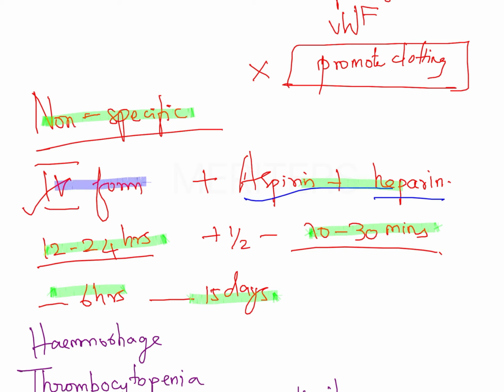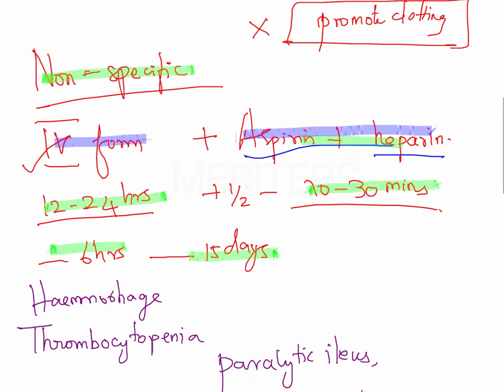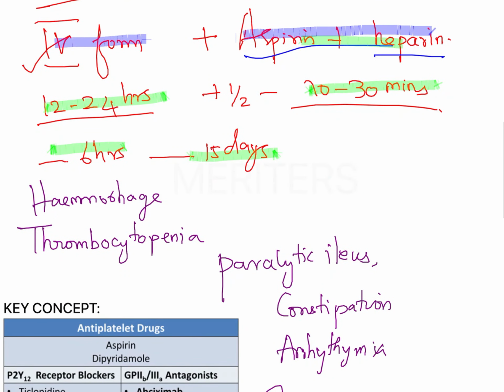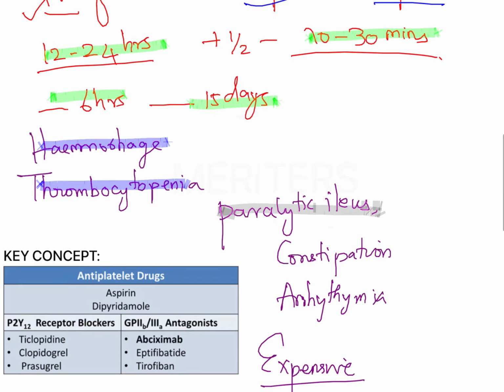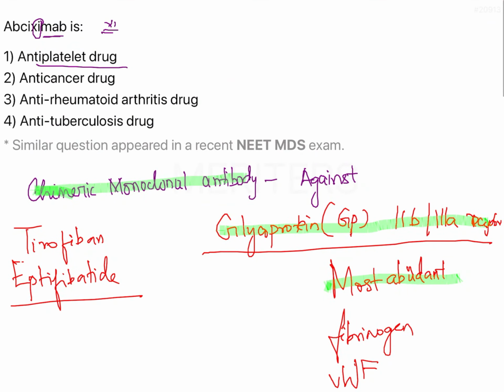It is available only in IV form. It is combined with aspirin and heparin. I have told you about the half-life and other minute details. These are your adverse effects that you have to know. And uses are mainly in unstable angina, where they give you this Abciximab.